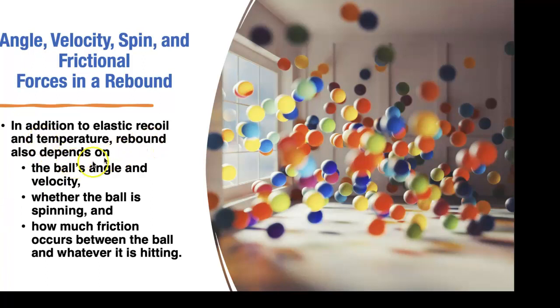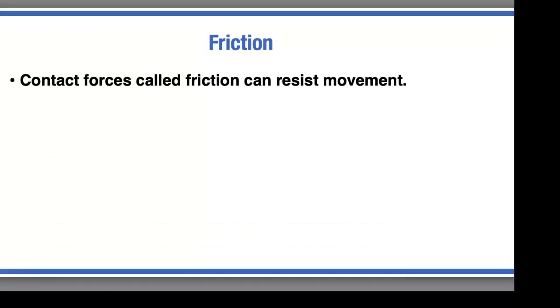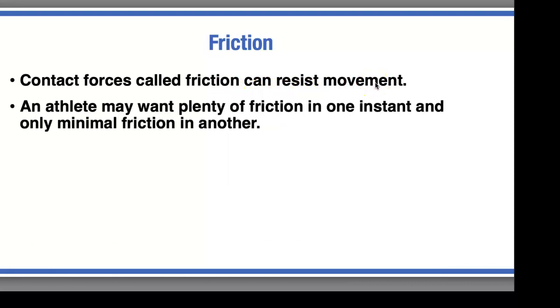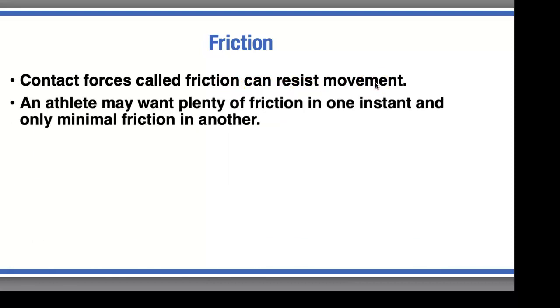So rebound will also depend on the ball's angle, the velocity, whether the ball is spinning or not, and how much friction occurs between the ball and whatever it is hitting. And I think this is the last one. Yep, friction, last thing. Contact forces called friction can resist specific types of movement. So an athlete may want a lot of friction in one instance and minimal friction in another.